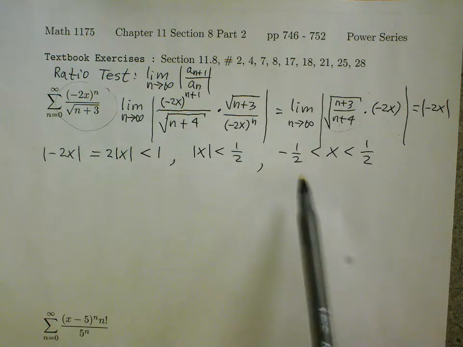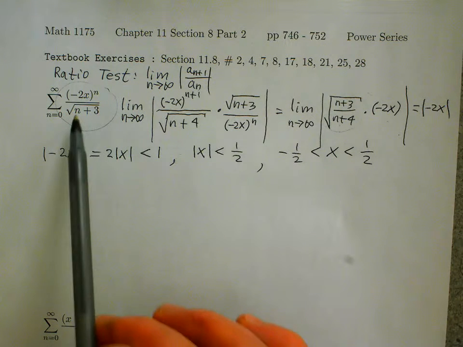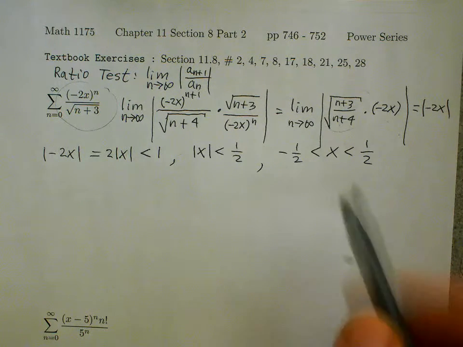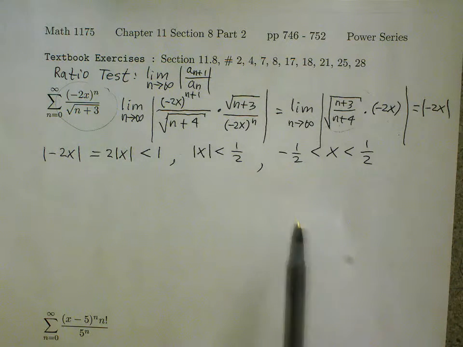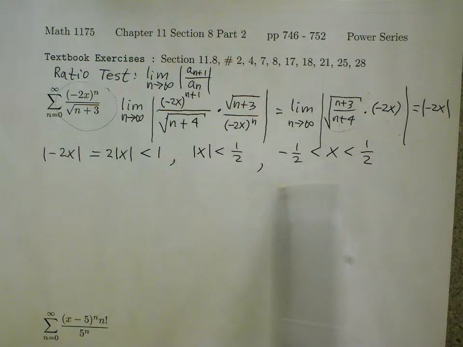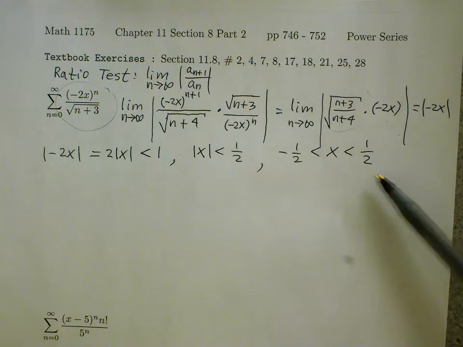Okay, so this is the open interval for the values of x for which this infinite series converges. But we have to test the endpoints to see if the infinite series converges at either of the 2 endpoints. The reason that we cannot include the endpoints using this process is for what reason? Because at those endpoints the limit will be equal to 1 and they'll diverge.